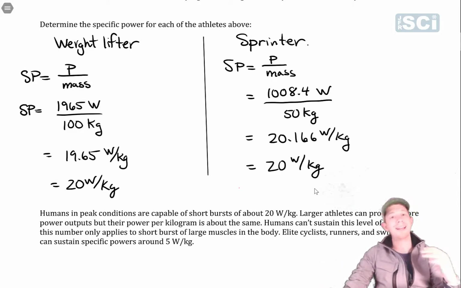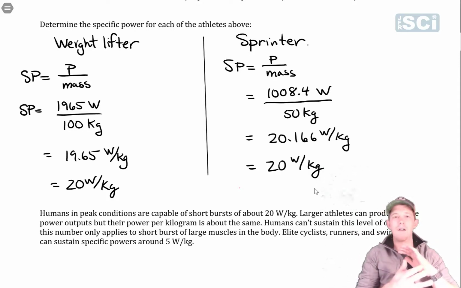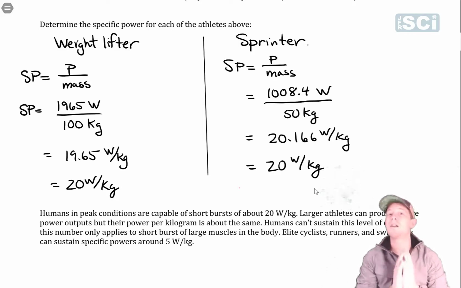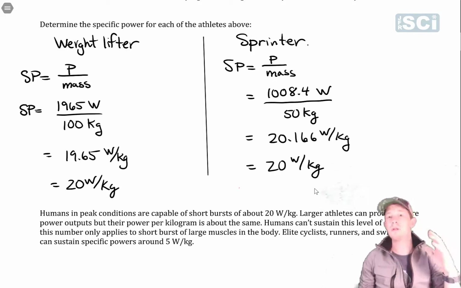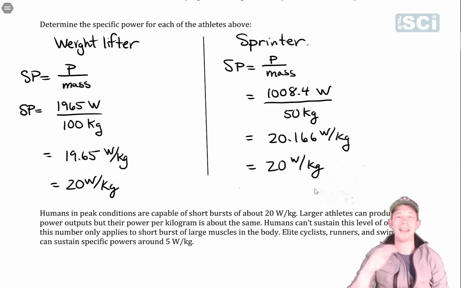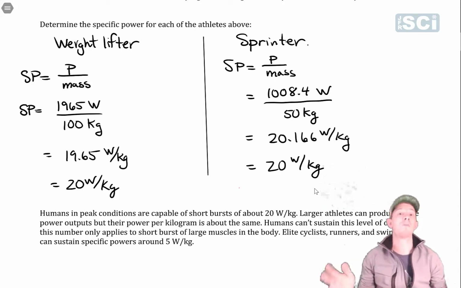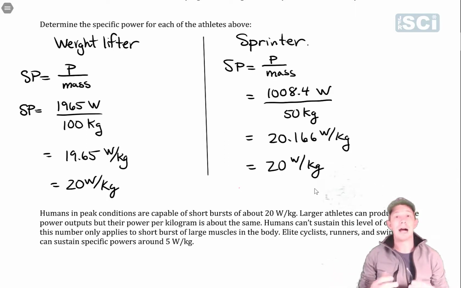But when you look at elite athletes, I'm talking about elite cyclists, swimmers, marathon runners, the ones who train constantly, like the ones that you might see at the Olympics or the NHL playoffs or the MLB playoffs, their specific power is about 5 watts per kilogram. And that can be sustained for long periods of time versus our short bursts, like a football lineman can output about 20 watts per kilogram.